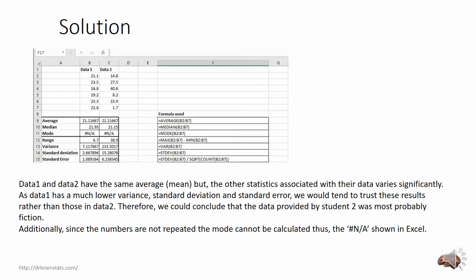So data 1 and data 2 have the same average, as we see from above. But the other statistics associated with the data vary significantly. As data 1 has a much lower variance, standard deviation, and standard error, we tend to trust these results rather than those in data 2. Therefore, we could conclude that the data provided by student 2 was most probably fiction. Additionally, since the numbers are not repeated, the modes cannot be calculated. This is shown.